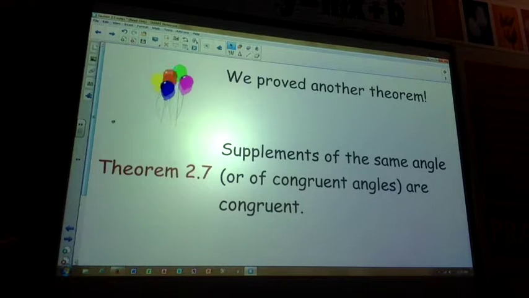Okay? So, here's the nice thing about the proof. You could also cite theorem 2.7 if you wanted to put that as your thought process. How are you going to remember that? The only way you're going to remember theorem 2.7 is you write it on a note card. Theorem 2.7, one side. On the other side, you put supplements of the same angle or of congruent angles are congruent. And then perhaps you draw a picture of what it looks like, which we just proved.